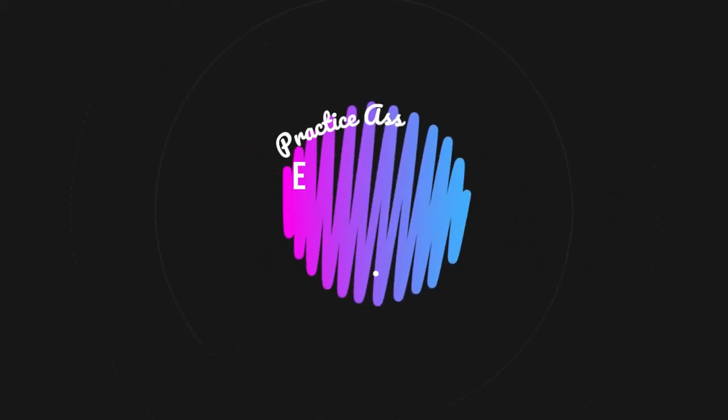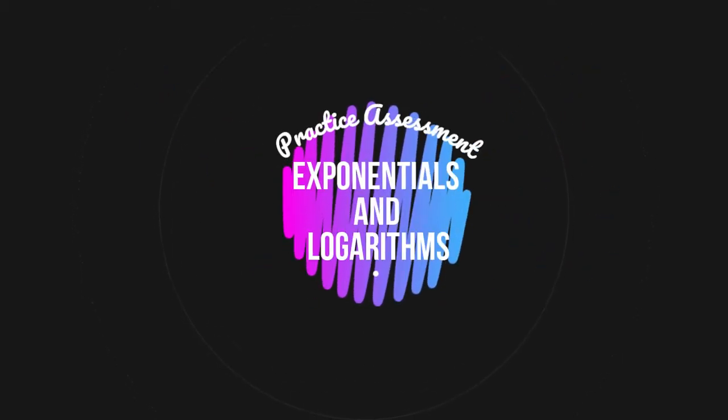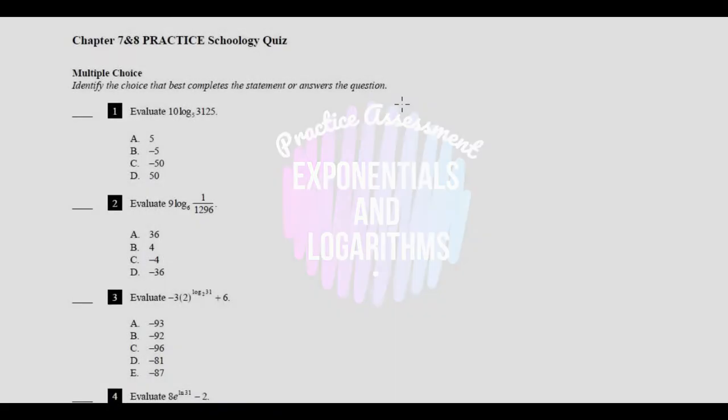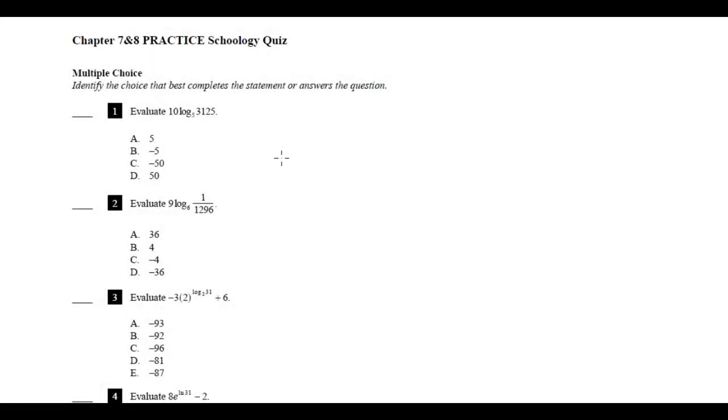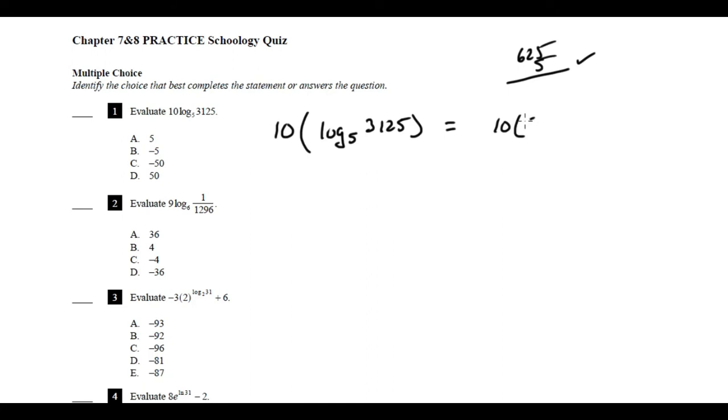Okay, so here are your work solutions for the Chapter 7 and 8 practice assessment. And number 1, we're evaluating a logarithm and also multiplying that by 10. So sidestep your 10 and try to evaluate log base 5 of 3,125. And 5 to the power of 4 is 625, and times that by 5 again. Looks like that's 3,125, so that means the first question is 10 times 5, which is 50.